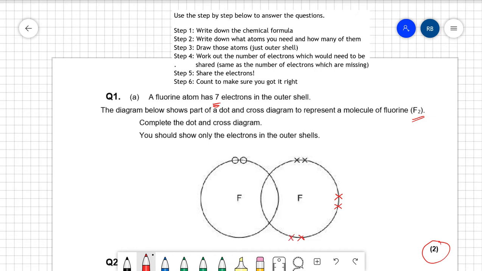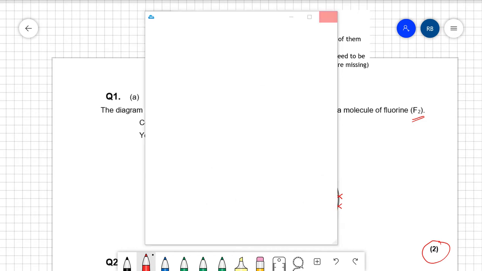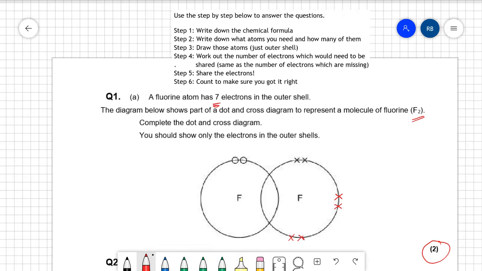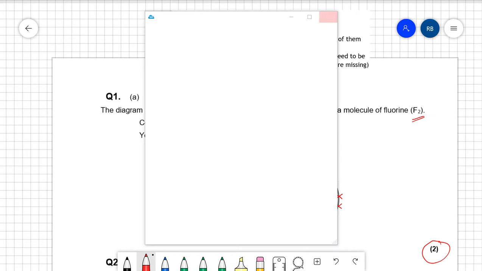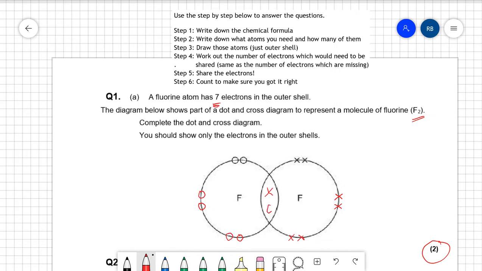Let's have a look at step 4. Work out the number of electrons which need to be shared. That's the same as the number of electrons which are missing. We've got 7. We need to share 1 pair of electrons, and we can show that by putting them in that intersect. Okay, let's do the same for the second atom. We're going to draw a different symbol for the electrons. They're just electrons. 1, 2, 3, and 4, 5, 6. And the 7th could go in that intersect shared by these 2 fluorine atoms.